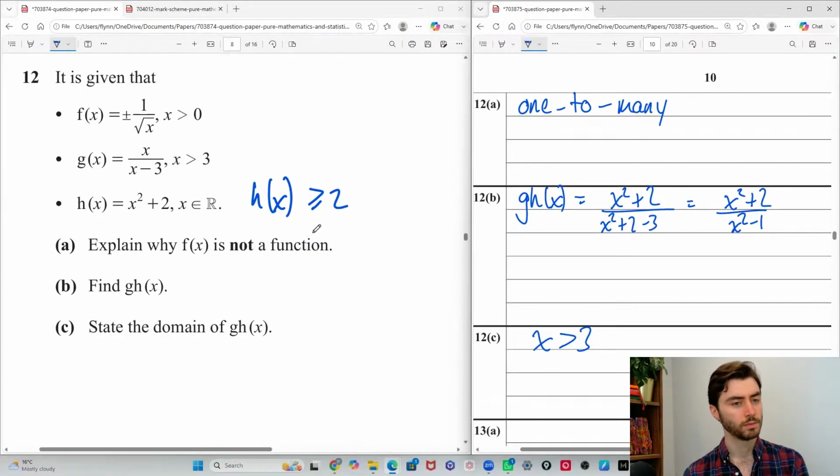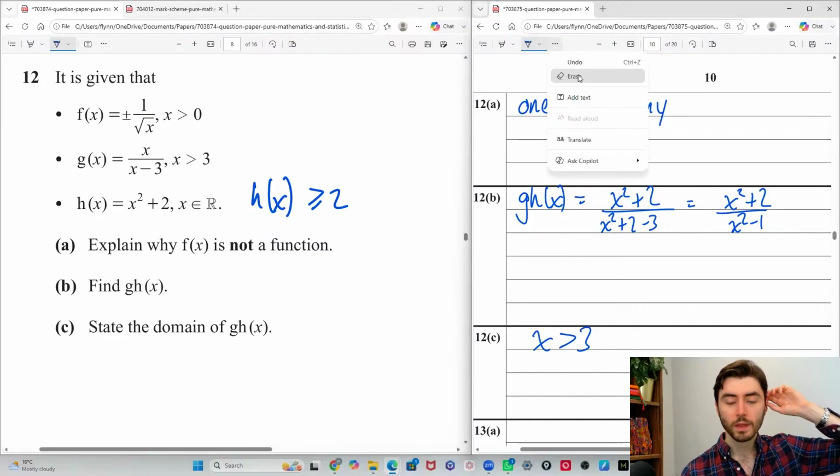Is that... No. We need x to be bigger than 3, which means we need x to... Oh, I think I might be wrong, guys. Why is this state? This shouldn't be state. This should be calculate. Okay, here's my logic.